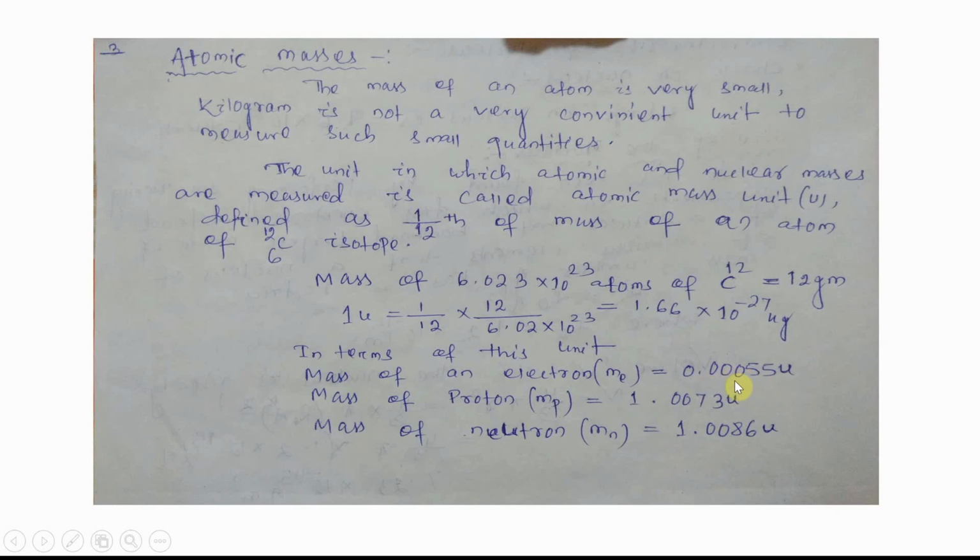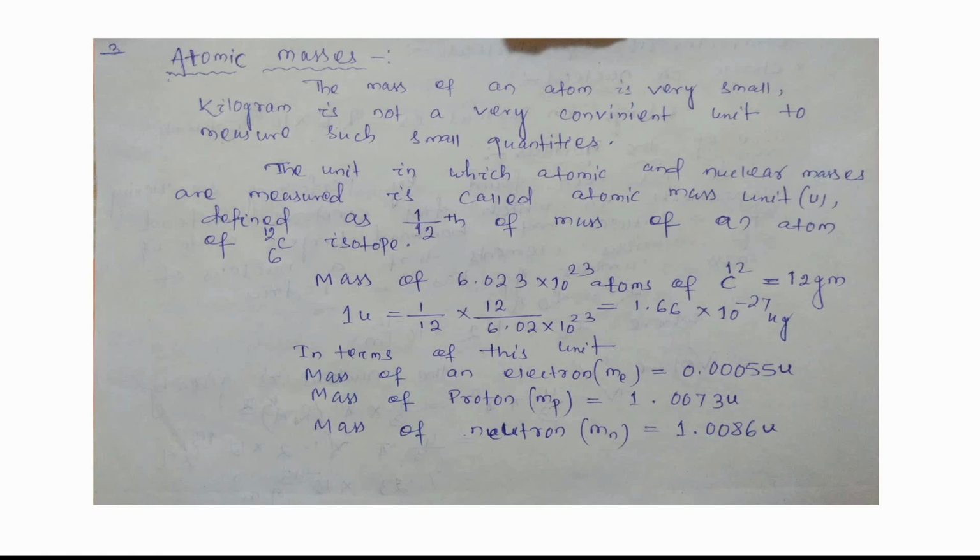AMU, also you can read AMU. And mass of the proton, M subscript P, is 1.0073 AMU. And mass of the neutron, Mn, equal to 1.0086 AMU. Why are we expressing it in AMU?